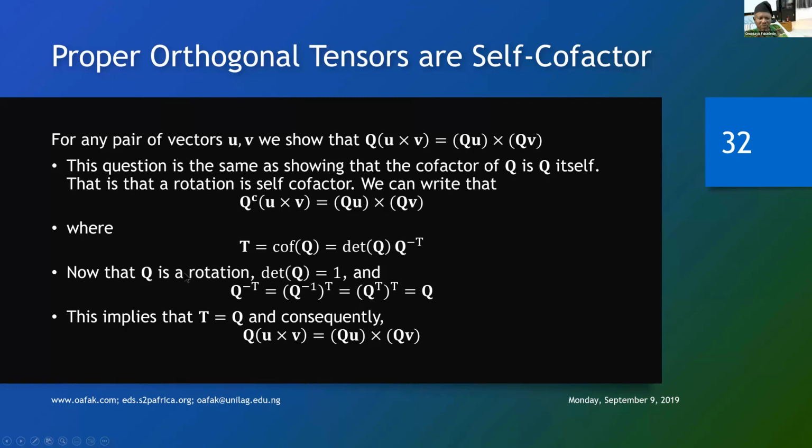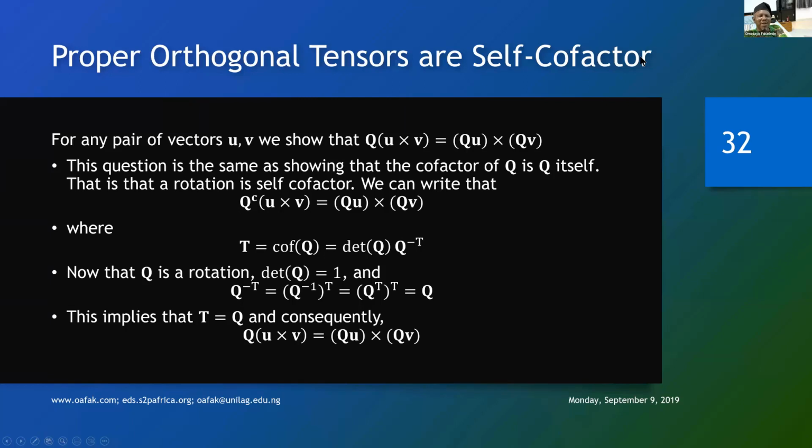So just look at this. Since if Q is a rotation, the determinant is 1, and Q inverse transpose is Q inverse transposed. Q inverse is Q transpose. The transpose of the transpose is the original tensor. Therefore, the cofactor is equal to Q. So proper orthogonal tensors are self-cofactor.